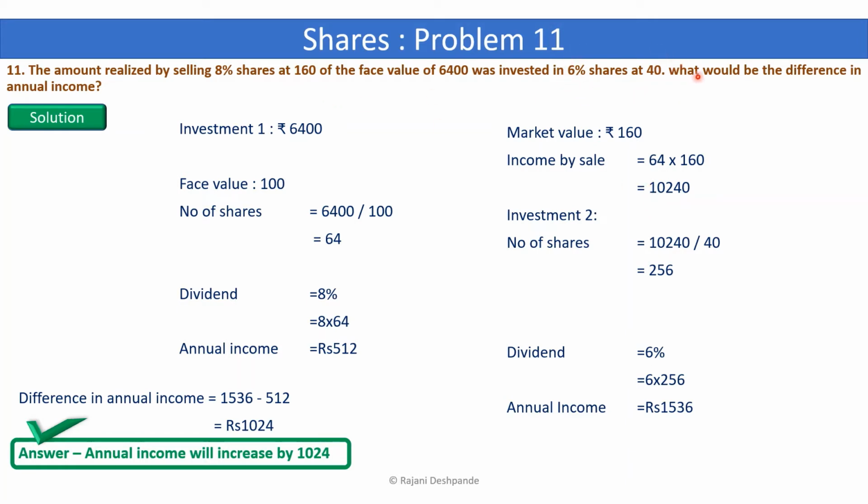So here, if we invest the same amount after selling it in the market at 160 rupees and investing in this kind of shares, we get an annual income of rupees 1536. So you can see the difference here.